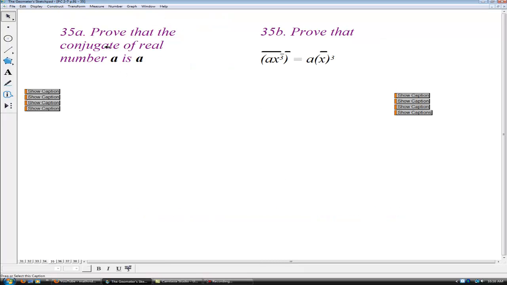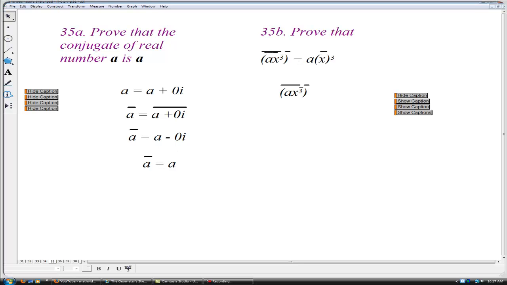35a, we are to prove that the conjugate of a real number a is itself, a. So a can be written in complex form as a plus 0i. And if I want the conjugate of a, I would be taking the conjugate of a plus 0i, which is a minus 0i. We don't need to write minus 0i, so what we've determined is the conjugate of a is a.